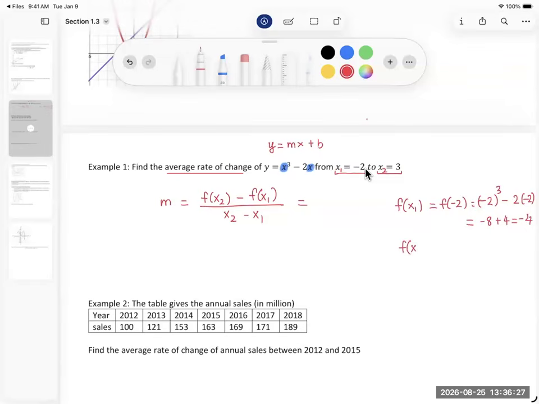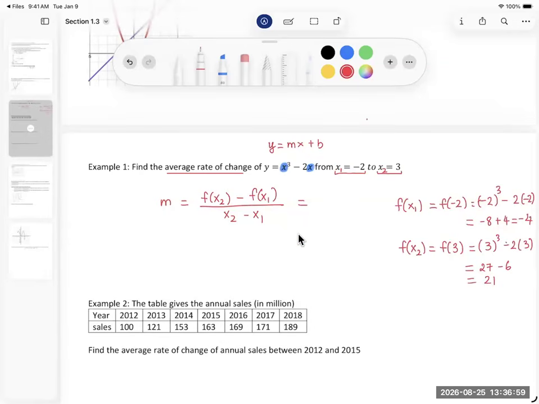How about f of x2? I mean, f of -2 is -4, not f of -1. Now, f of x2 means f of 3. F of 3 is equal to, I'm going to replace all my x by 3. 3 to the power 3 minus 2 times 3. And 3 to the power 3 is 27 minus 6, so that is 21. So f of x1 is -4 and f of x2 is 21.